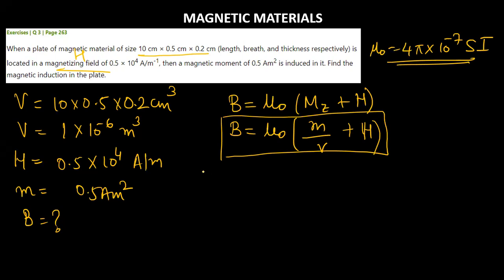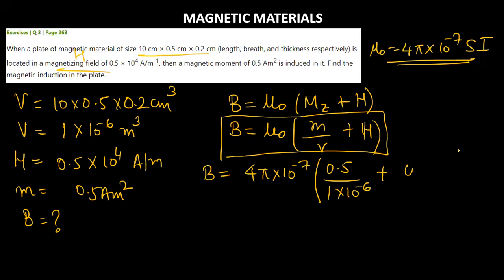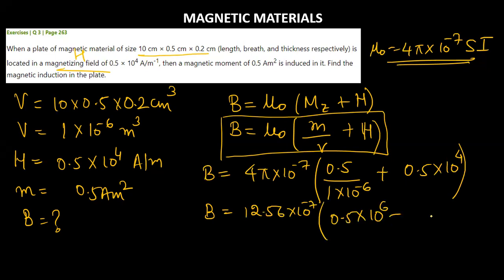So B will be equal to mu naught, which is 4 pi into 10 raised to minus 7, times the magnetic moment 0.5 upon volume 1 into 10 raised to minus 6, plus the H value 0.5 into 10 raised to 4. Now this will become 12.56 into 10 raised to minus 7, and I can write the bracket as 0.5 into 10 raised to 6 plus 0.5 into 10 raised to 4.